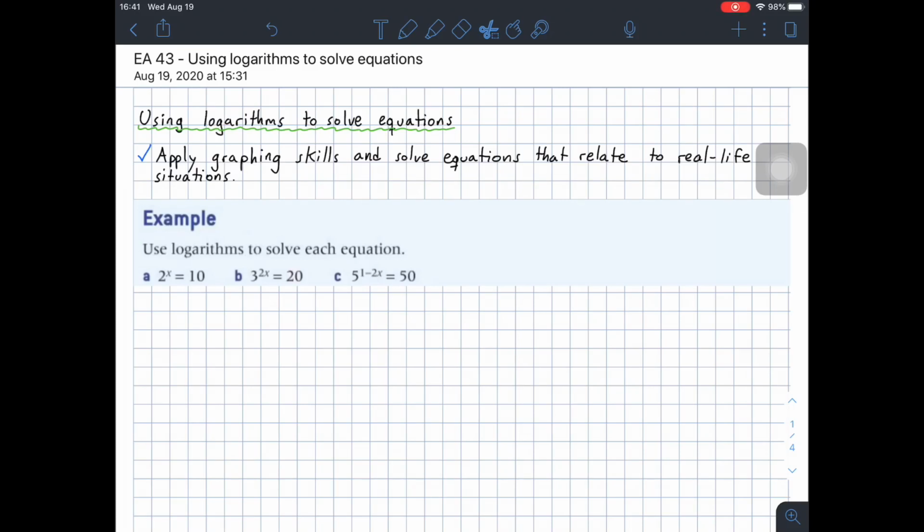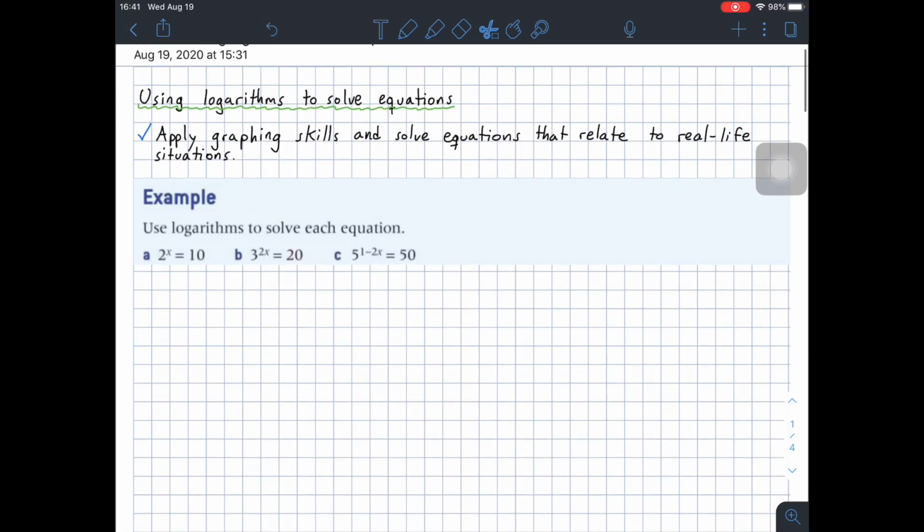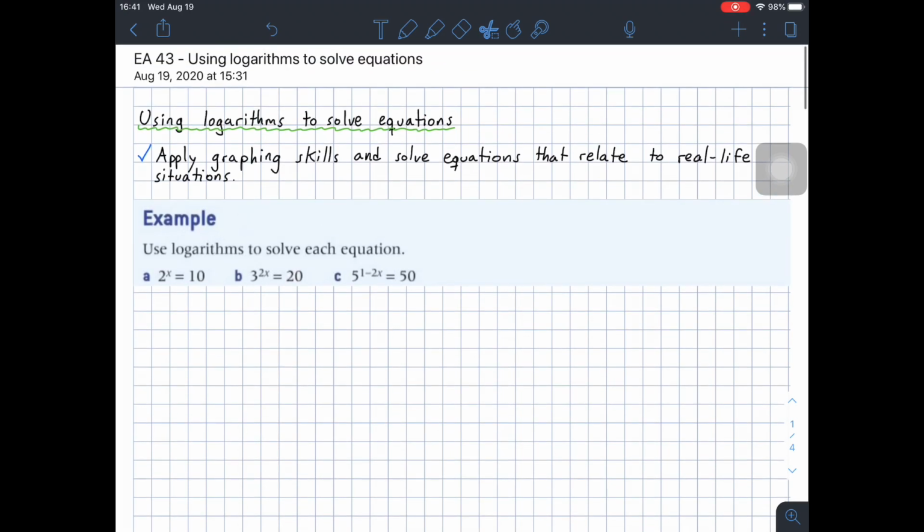Hello juniors, today we're going to see electronic assignment 43, which is using logarithms to solve equations. We're going to do some examples together in order to see how to apply all of the different properties, all of the different laws of logarithms that we have learned in the previous classes in order to solve equations. So it says, apply graphing skills and solve equations that relate to real life situations.